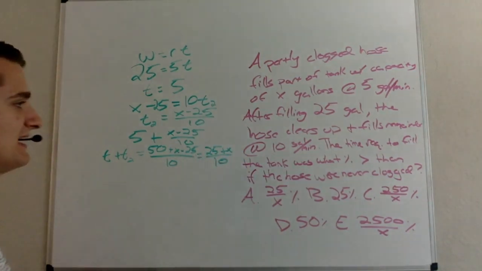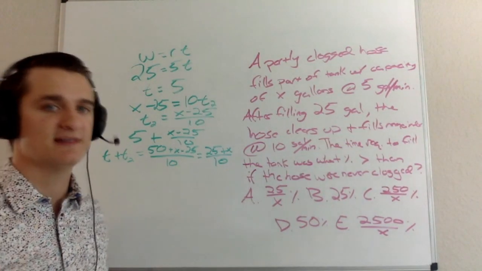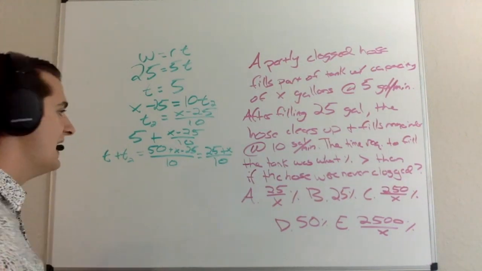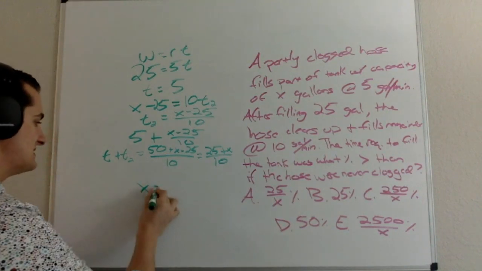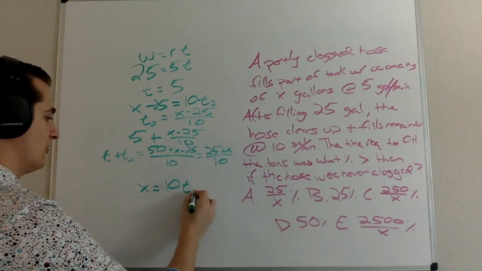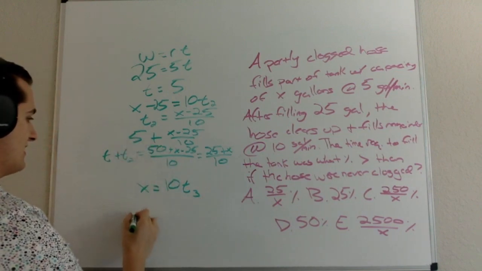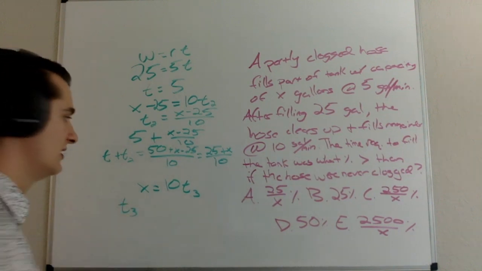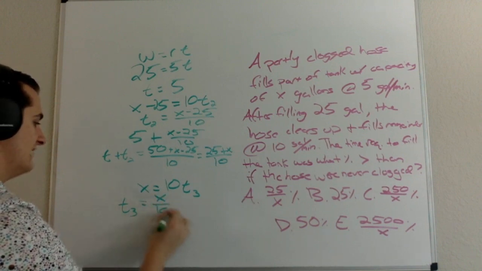Now I'm asked to compare that time to the time had the hose never been clogged. So what if the hose were never clogged? Then the work would just be X gallons, and the rate would be 10 gallons per minute. The time, I'll call that T3, although I probably could come up with a better variable. The time if it were never clogged is going to be equal to X over 10.